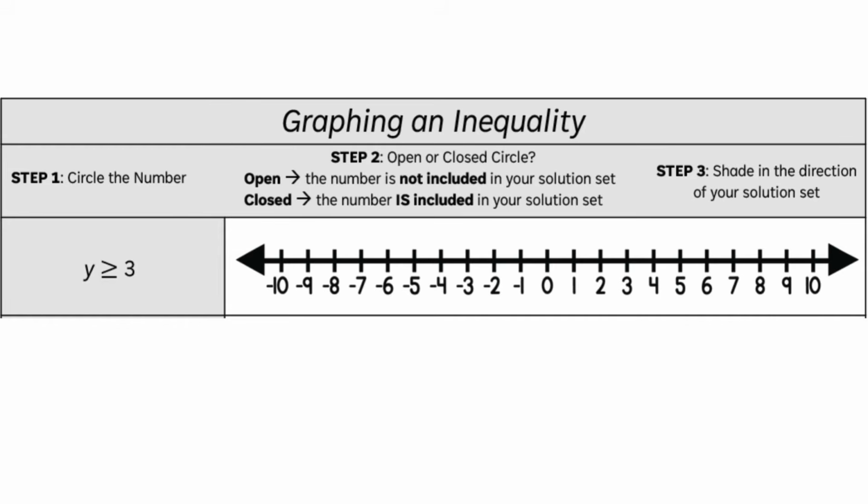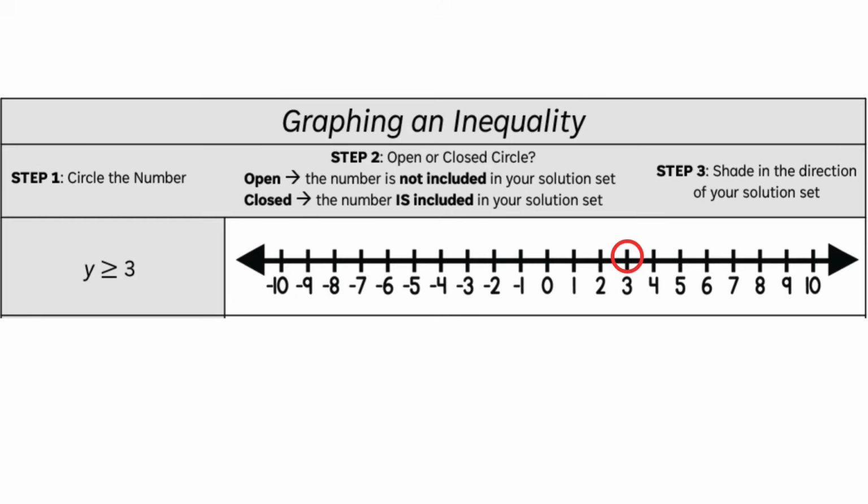It'll be closed if it is a solution. Step 3, you're going to shade in the direction of where your solutions lie on the number line. So for this problem, we have y is greater than or equal to 3. Step number 1, circle the number. We're going to circle the tick mark right on top of the 3.